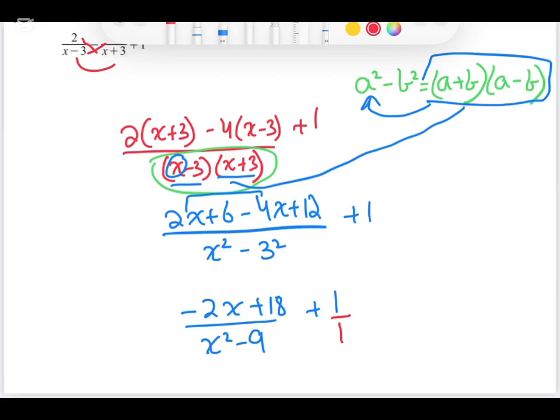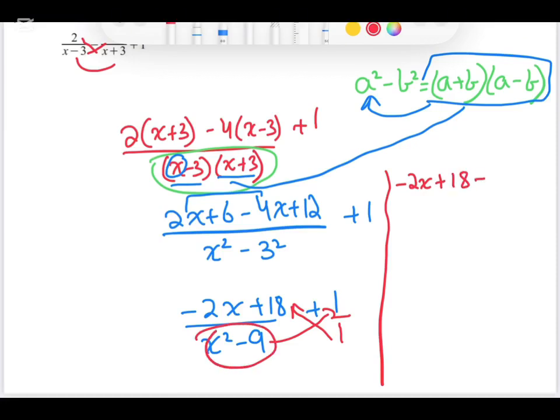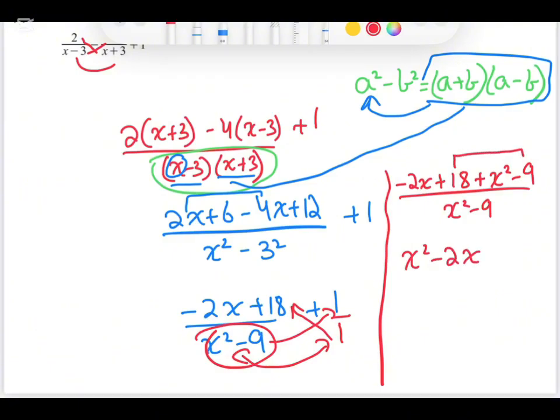So we will take LCM again. This will be multiplied by this and this will be multiplied by 1. So now I am solving here. 1 multiplied by minus 2x plus 18 will remain the same, and this value will multiply by 1. This will give me x square minus 9 in the denominator, then the denominators will multiply with each other, so x square minus 9. So I am arranging x square first, then minus 2x, 18 minus 9 will give us positive 9, and in the denominator we have x square minus 9.